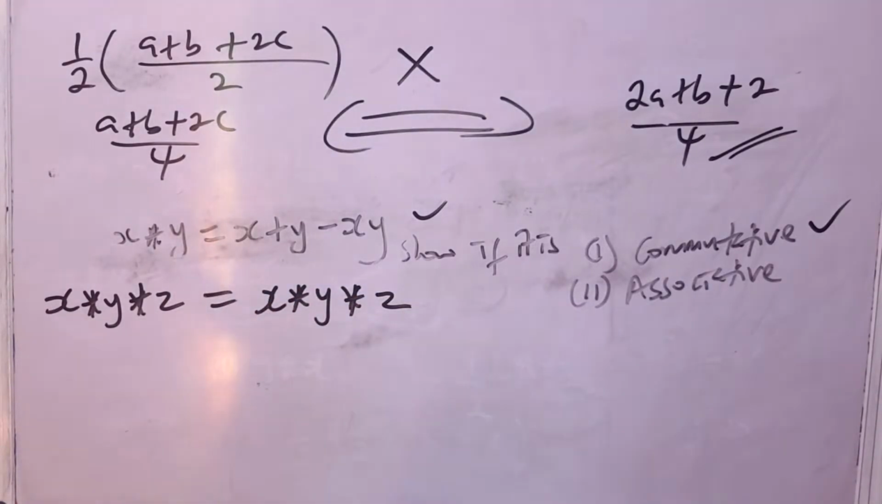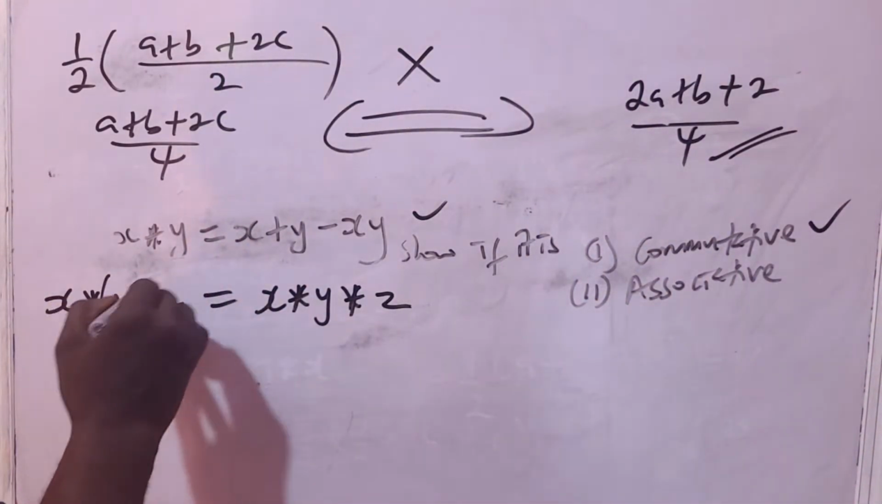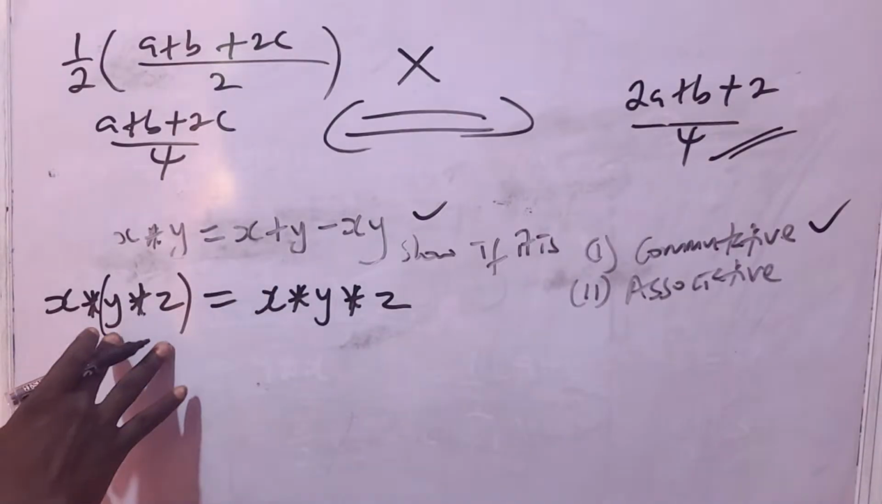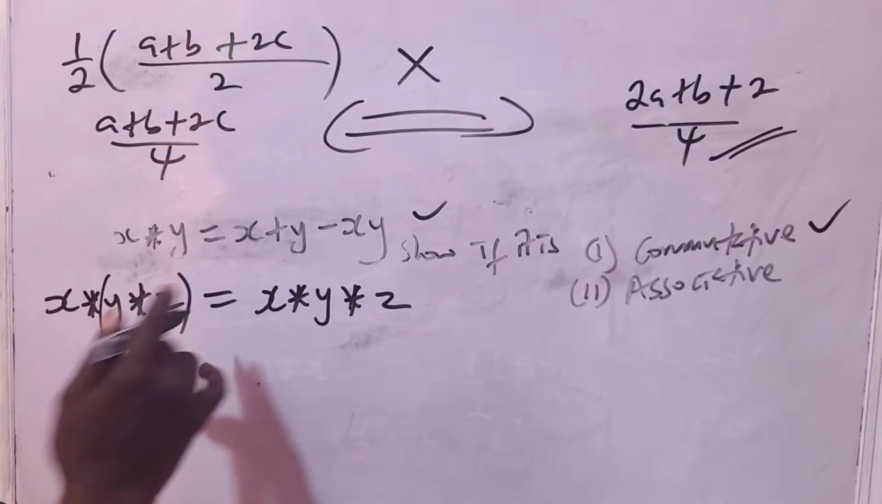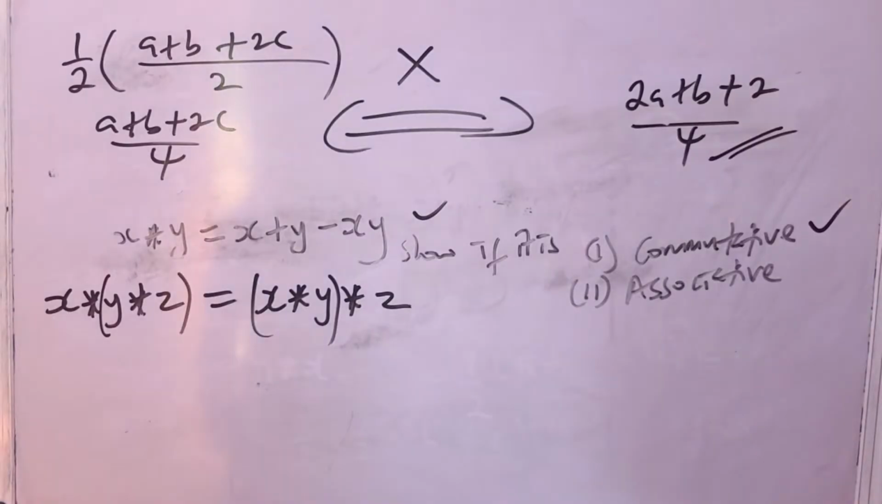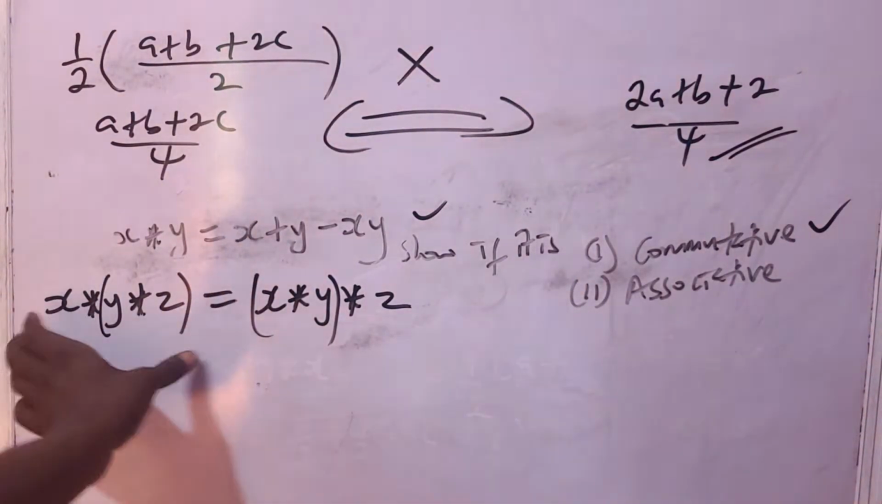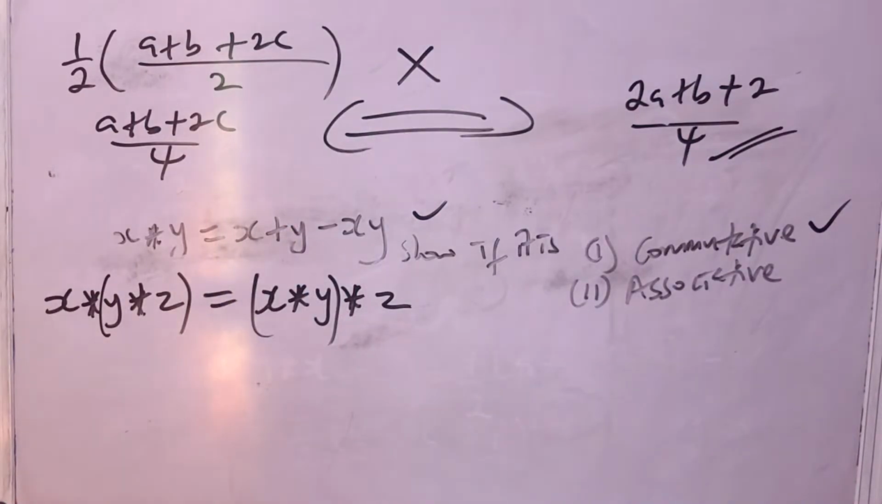For those of you that are finding it hard to understand what's going on here, you just bracket this, so it is more like you isolate the last two, then you isolate the first two. So if these two are the same thing when you are done solving, then it is associative. But if they are not the same thing, it is not associative. All right, fair enough.